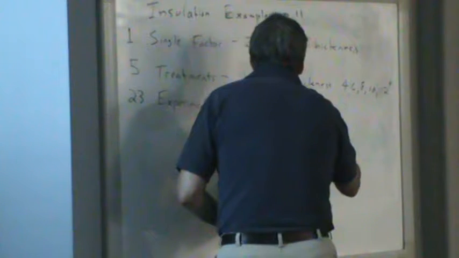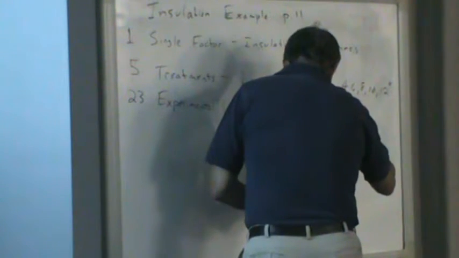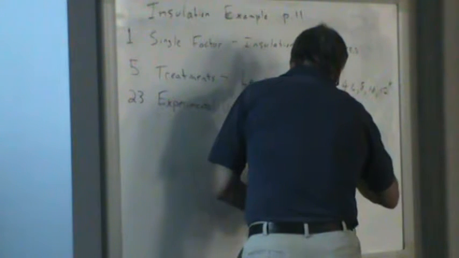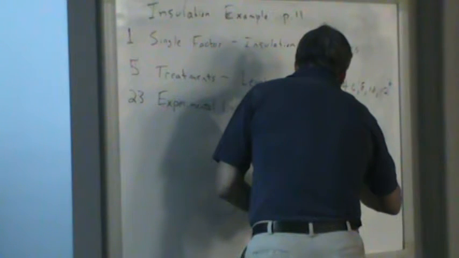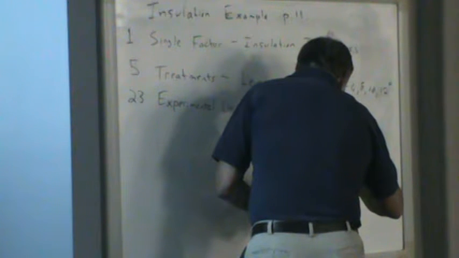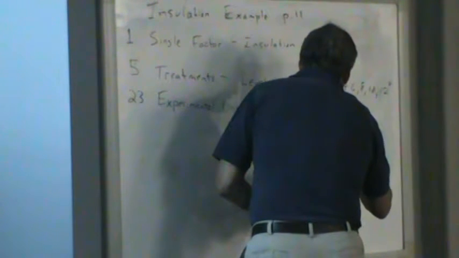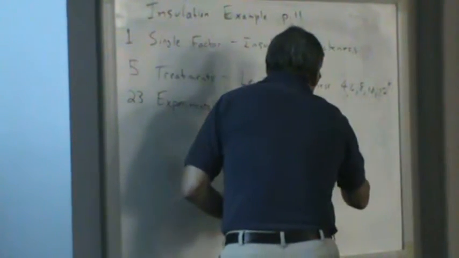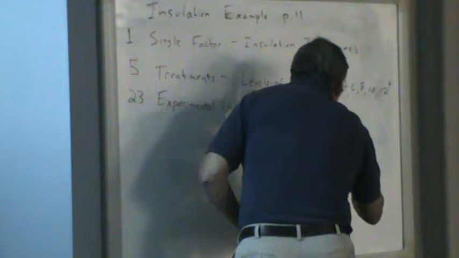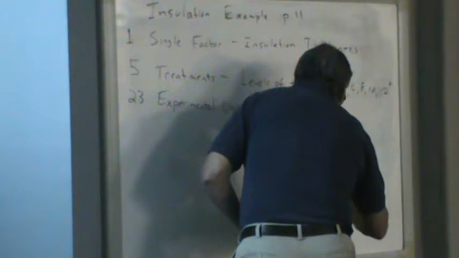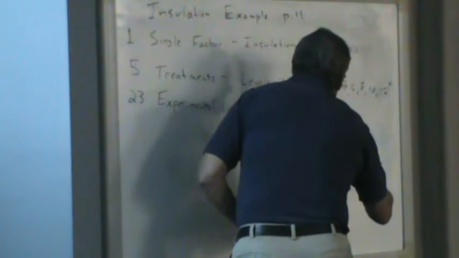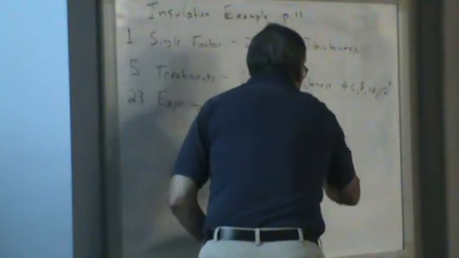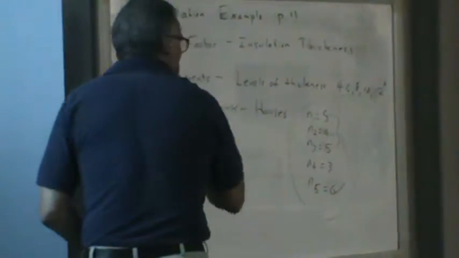So if you look at this example, N1 is 5, N2 is 4, N3 is 5, N4 is... oh, sorry, this is 3, wasn't it? Yeah, 3. That was 5, the next one's 3, and N5 was 6. I was remembering because it was 10 and 10 and 3, 23. So the sum of these is the total number of experimental units.